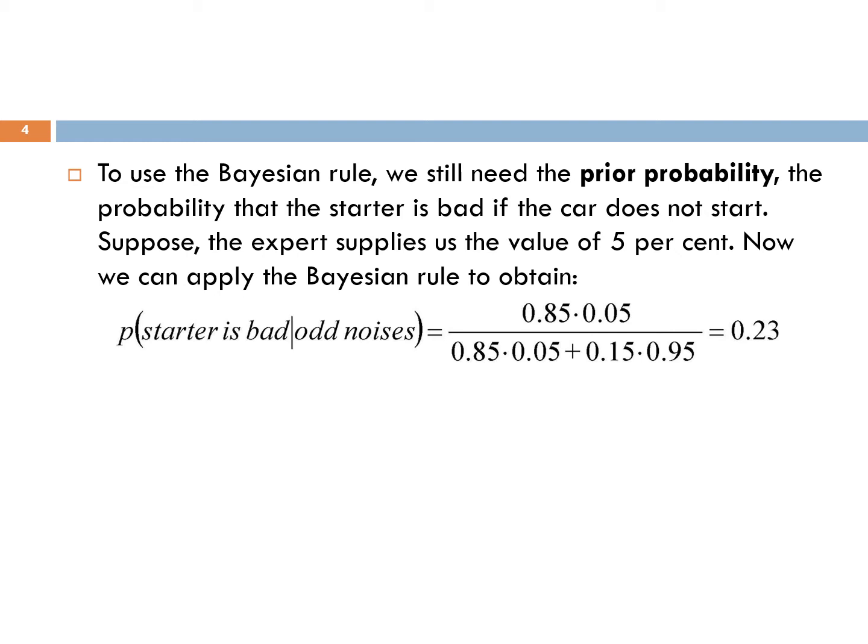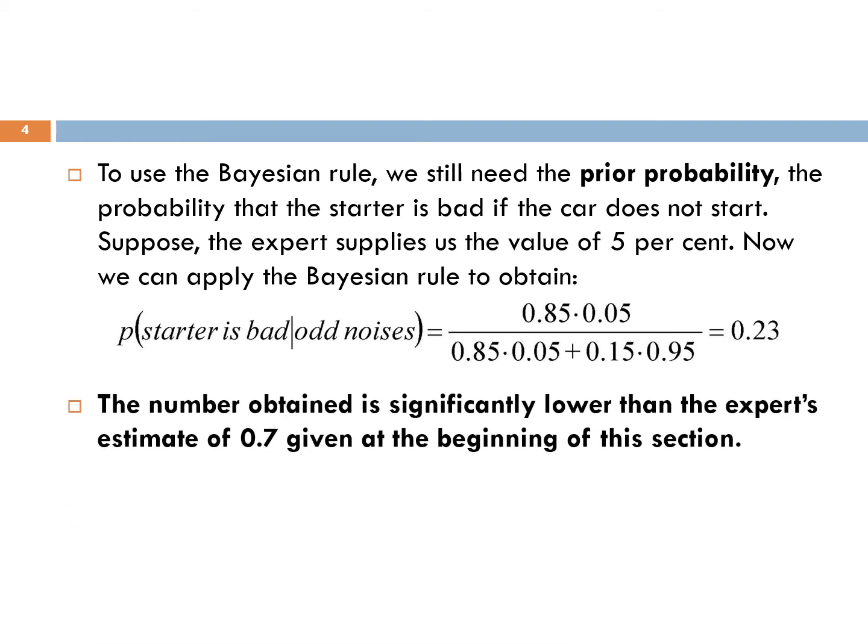So as a result, if you look here, this is the conditional probability. The number obtained is significantly lower than the expert estimate.